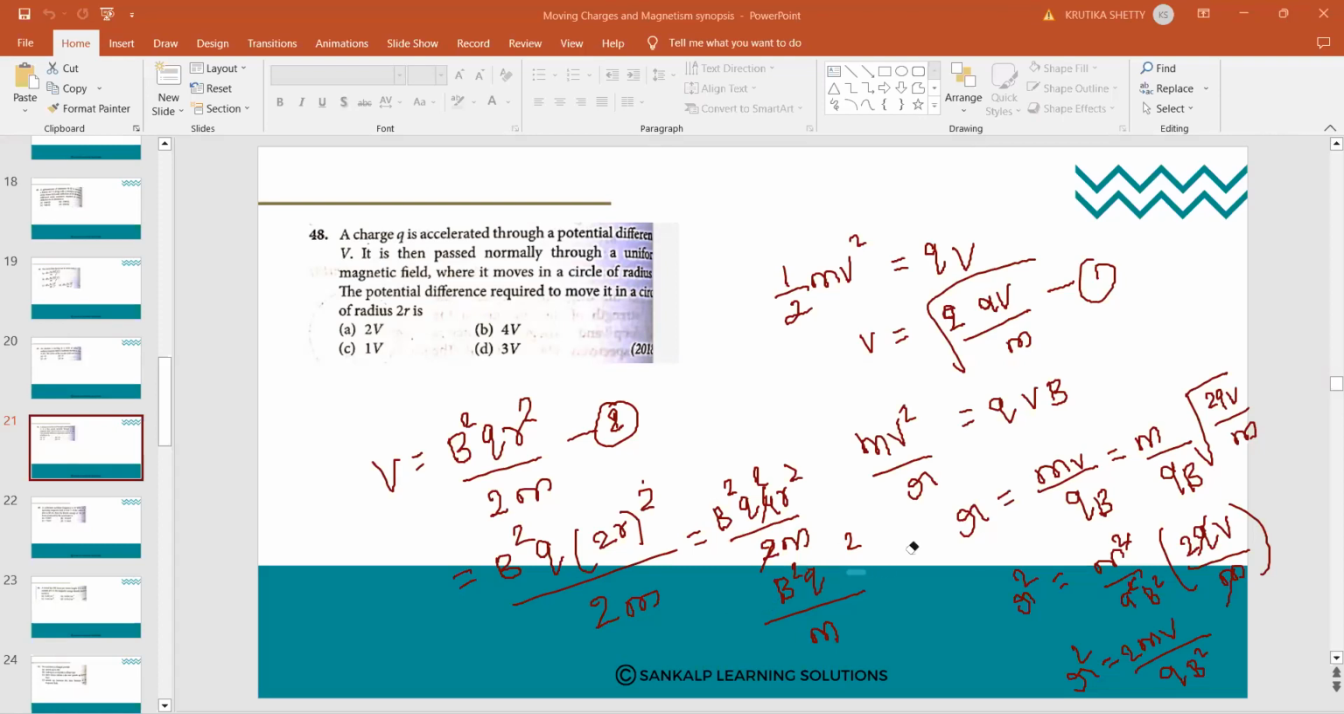Therefore, let us not cancel the 4 and 2. I'll keep the 4 as it is. So what remains is 4 into b square q r square divided by 2m. This b square q r square divided by 2m is nothing but your V. So it is 4 into V. Option B is the correct answer.